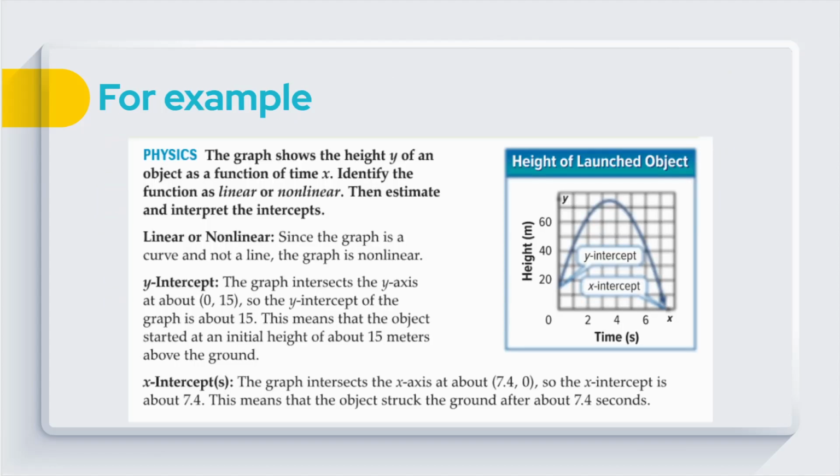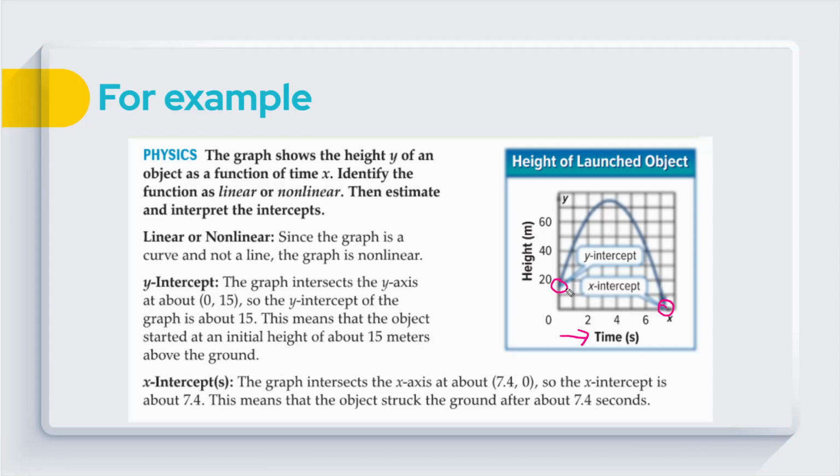For example, we love examples. The graph shows the height y of an object as a function of time x. So here we've launched something into the air. Over time, it increases in height before it comes back down. The y-intercept is right here, which means that we launched it from not the ground, right? Perhaps like you're standing with a t-shirt cannon and you launch something and then it drops to the ground and it intercepts again with an axis.